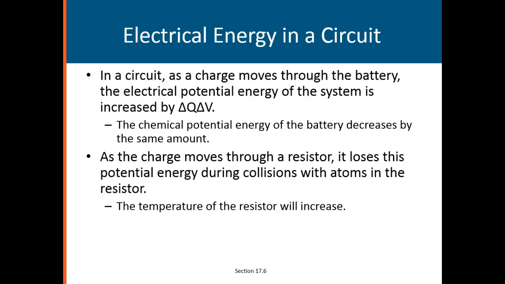The chemical potential energy of the battery decreases by the same amount. So the electrical potential energy increases, chemical potential energy decreases. As the charge moves through a resistor, it loses that potential energy during collisions with atoms in the resistor. Okay? Especially if that was nichrome as a heating element, it's going to lose it big time. Okay? The temperature of the resistor will increase. Always. The temperature of a resistor as you've got current moving through it tends to increase.